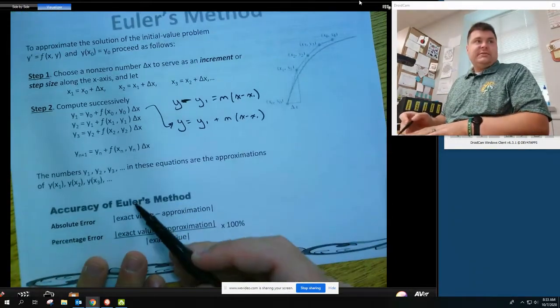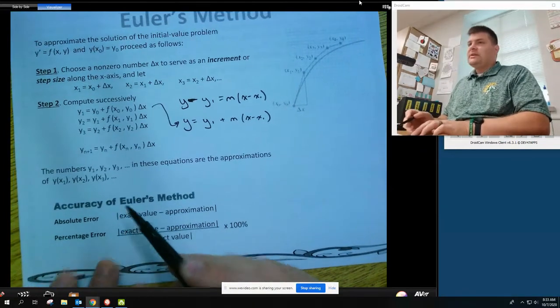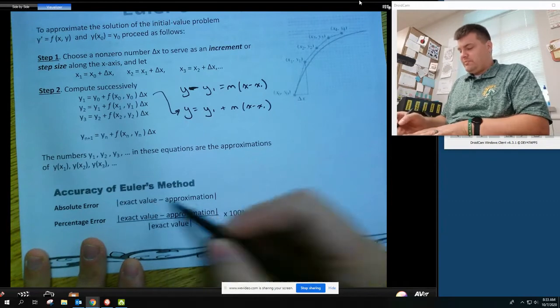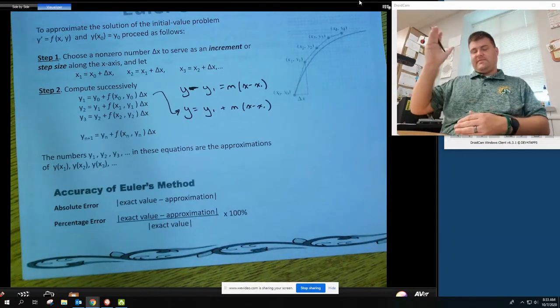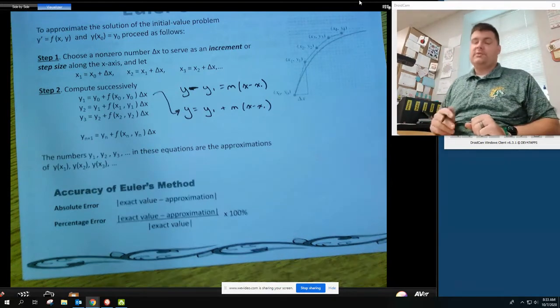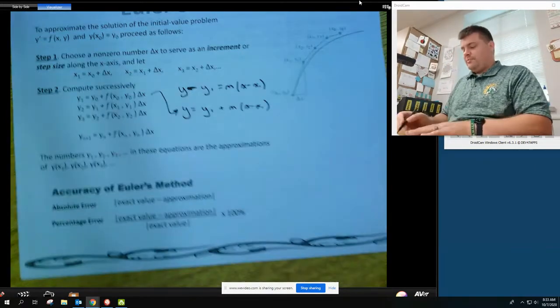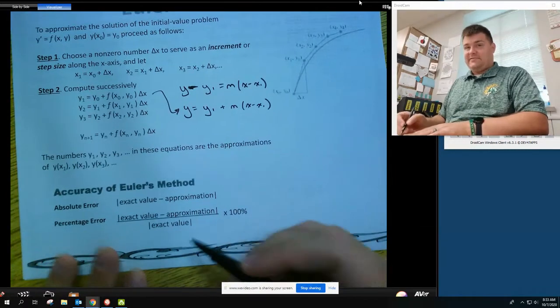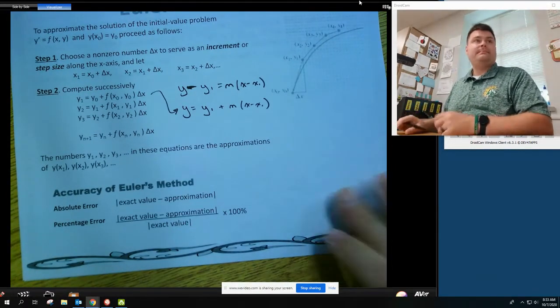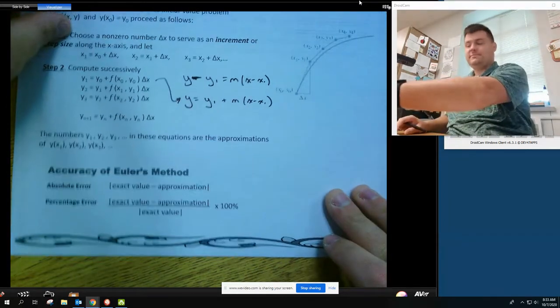And then just a little bit of accuracy stuff here. This is like back in middle school, where you learned absolute error. Absolute error is the exact value minus the approximation, and that difference is your error. It's always positive, that's why it's an absolute value. For percent error, you divide by the exact value and then multiply by 100 to get your percentage. So just friendly reminders right there.